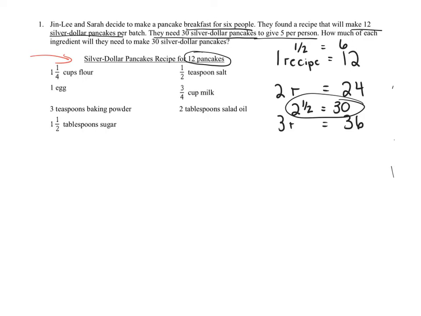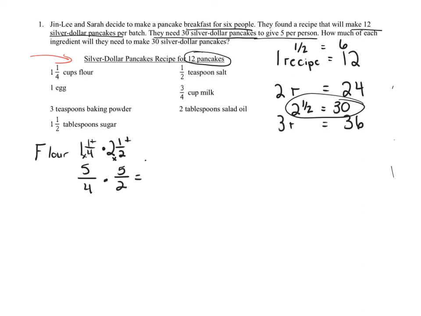So first, let's find the flour. We know that flour is 1 1/4 cups for one recipe, but we need it 2.5 times. So we are going to have to multiply this by 2.5. Well, we've talked about how to multiply mixed numbers, we need to make them improper. So 1 times 4 is 4, plus that 1 is 5, gives me 5/4, times 2 times 2 is 4, plus the 1 is 5, so you get 5/2.